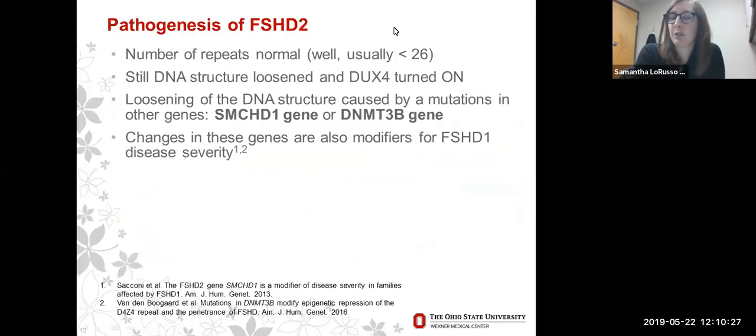FSH type 2 is a little bit more confusing because there is a normal number of repeats, but still usually less than 26. And that DNA structure is loosened and DUX4 is turned on, but actually you need another thing to happen. You need an abnormality in a different gene. With our current knowledge, we think this occurs either in the SMCHD1 gene or the DNMT3B gene. And interestingly, it's been found that these genes are also modifiers for disease severity in FSH1.